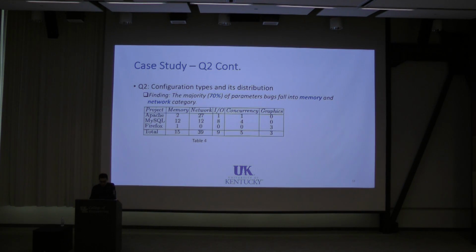Next, we divide the parameter configuration types into 5 categories. So we have the memory, network, I/O, concurrency, and graphics. And we have summarized the configuration bugs that fall into each of these categories in table 4. And it turned out that about 70% of the parameter configuration bugs fall into the memory and network categories.